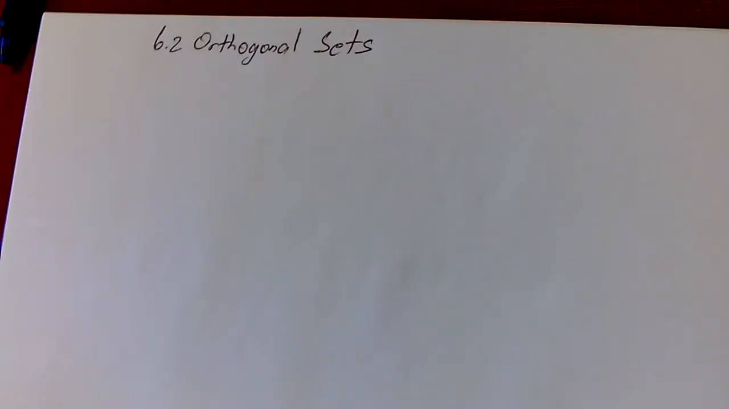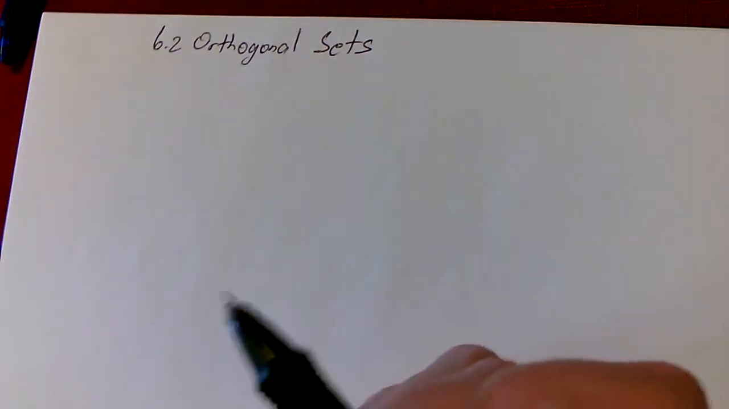Okay, in this section, we're going to talk about orthogonal sets. So 6.2, orthogonal sets. Now, a couple of definitions in this section are maybe a bit silly, maybe a bit self-evident, you might say. So 6.2 is called orthogonal sets.